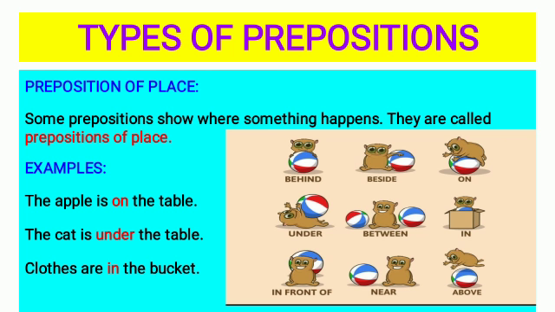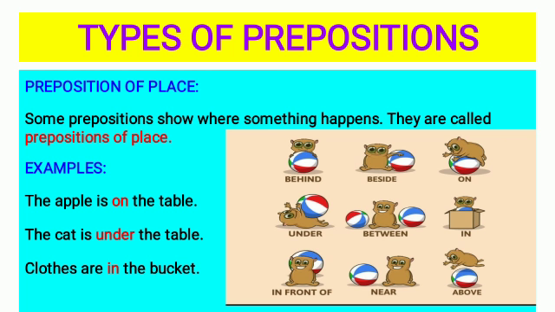Now, let us check the second sentence. The cat is under the table. Where is the cat? Under the table. So the word under is the preposition here. Clothes are in the bucket. Where are the clothes? In. So the word in is the preposition. So these words on, under, in say where something happens. So that is called a preposition of place.